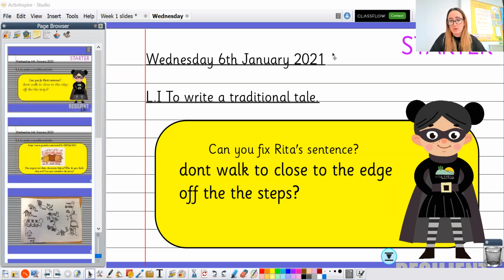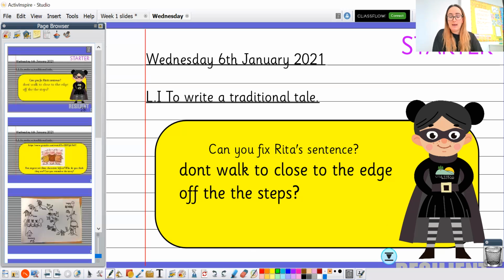We've got Resilient Rita on the board. Can you fix her sentence? So it says, don't walk too close to the edge of the steps. Now, let's have a little look at this together. I'm going to pause there, and you can pause the video if you wanted to have a go at this on your own. And we're going to have a look at how we could edit Rita's sentence.